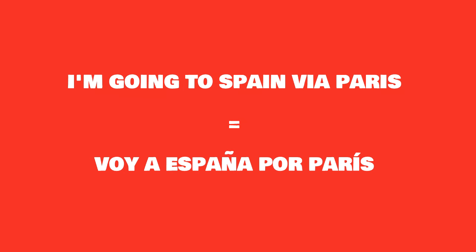Okay, last use of por for today, and it's important and super common. In Spanish, they use por when talking about a not final destination. I'm going to Spain via Paris could be voy a España por París. You use por with Paris and not para because Paris isn't the final destination, Spain is. I'm just going to Paris on the way to Spain. Again, I'm going through Paris or via Paris. Voy a España por París.